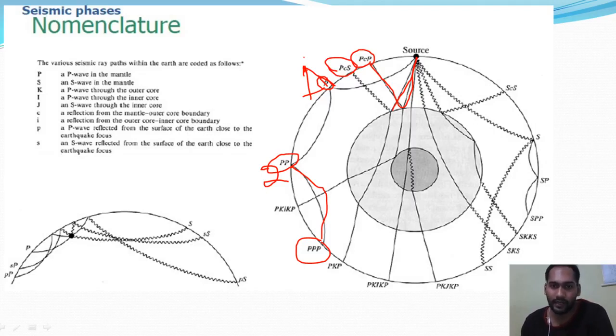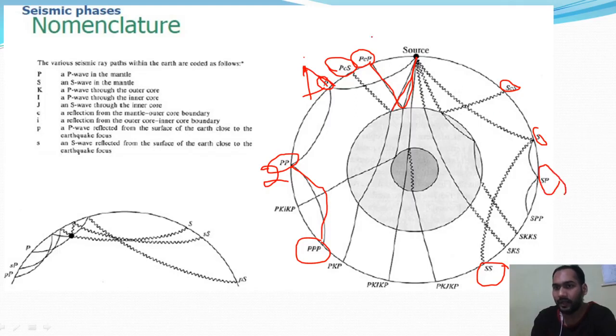That becomes PCS, right? Similarly, if S came and then reflected and then came back through the mantle, it is SCS, right? Here you can see this is only S. That means the S wave travelled through the mantle. It is not reflected from the mantle outer core boundary. It is coming directly from the source. Then again, if it reflects from the surface and is collected at the next station, that will be SS. That means it is not reflected from the mantle outer core boundary. It is reflected from the surface itself, right?